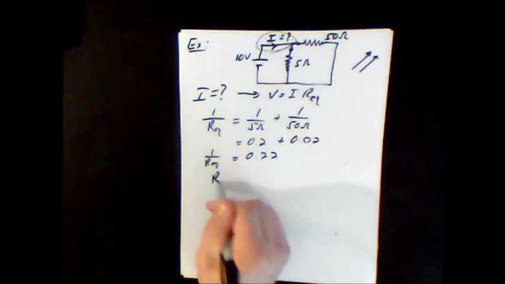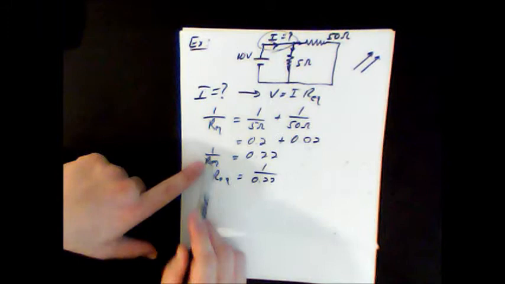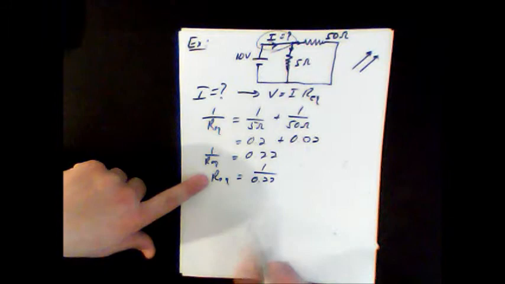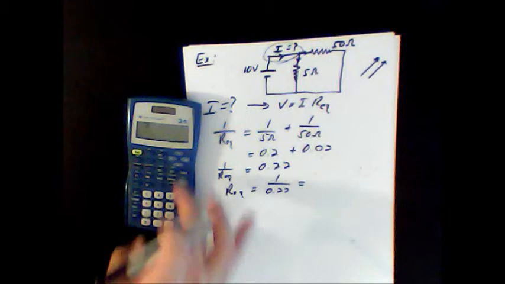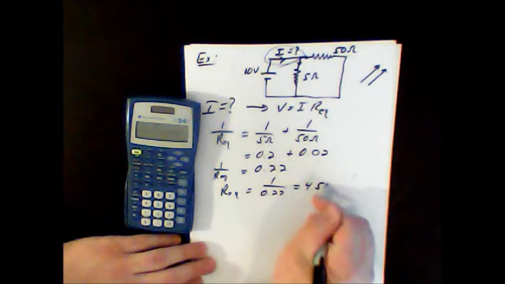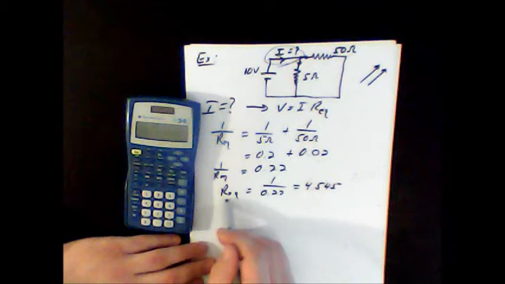R equivalent then is 1 over 0.22. Remember, we didn't solve for R equivalent here. We solved for 1 over R equivalent. So when we're done, we have to flip. So we've flipped both sides of this equation. 1 divided by 0.22, if you throw that in the calculator, we end up with 4.545, just for easy rounding. The units for resistance are ohms.